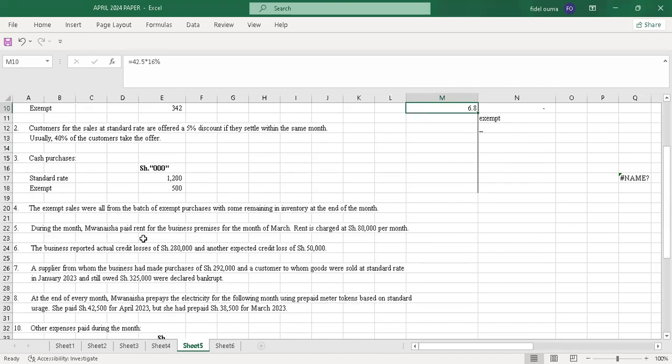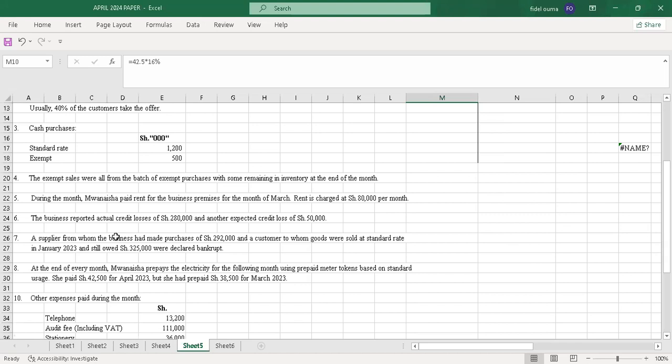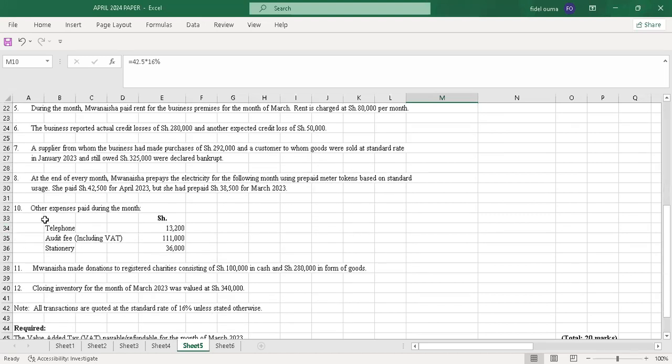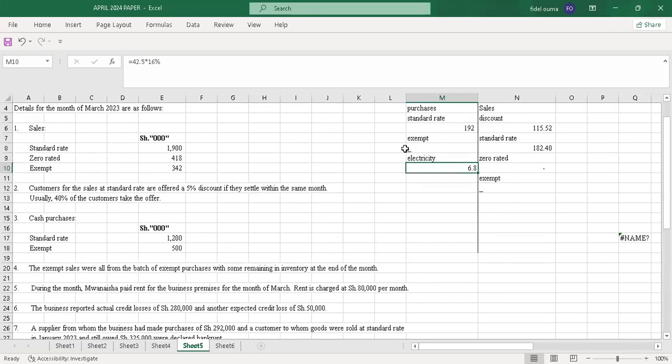Then I'll go to the other additional information, number 10. Other expenses paid during the month is telephone. So I'll also charge telephone.